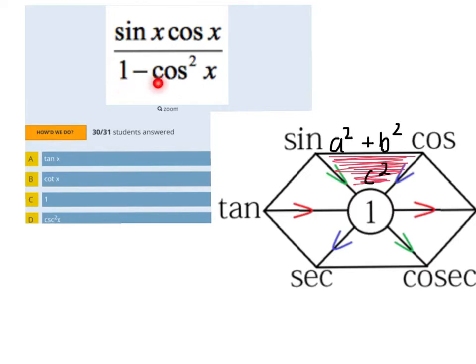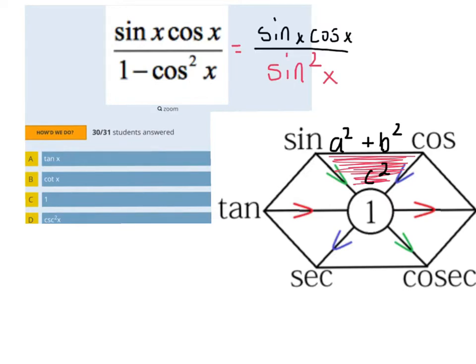So if we're doing 1 minus cosine squared, 1, which is like your c, your hypotenuse, minus a cosine, which is your b. A hypotenuse minus a leg is a positive number. And remember, this is Pythagorean, so it's not just sine, it's sine squared. So the bottom is actually sine squared x.